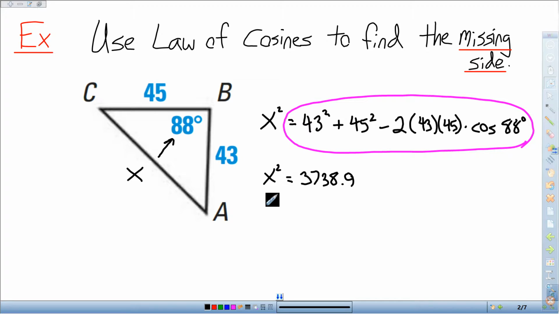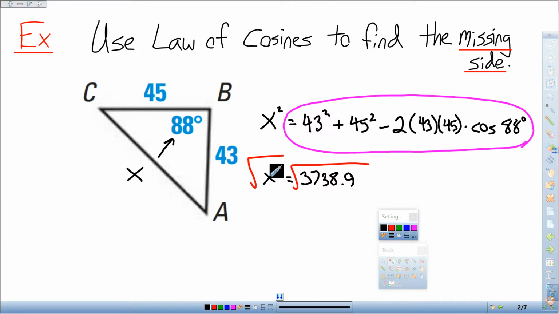But if you guys notice, what we need to do now to solve for x is get rid of this power of 2, which means we have to do the opposite of squaring, square rooting. We have to do it to both sides. All right, so those are going to disappear. We get x equals whatever this is.